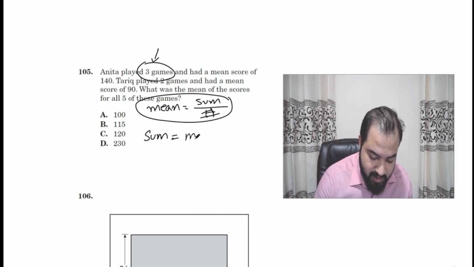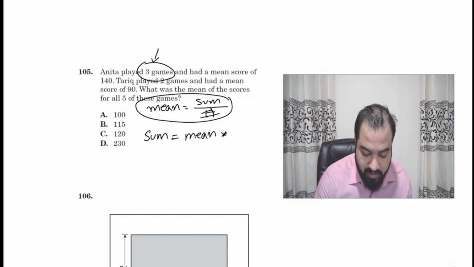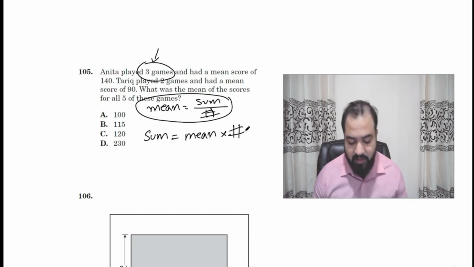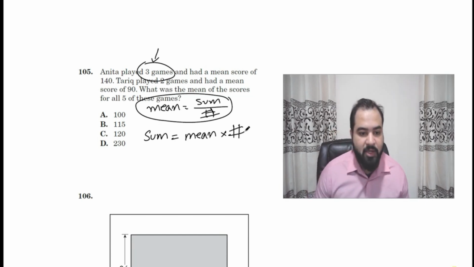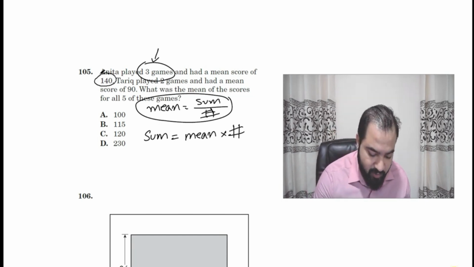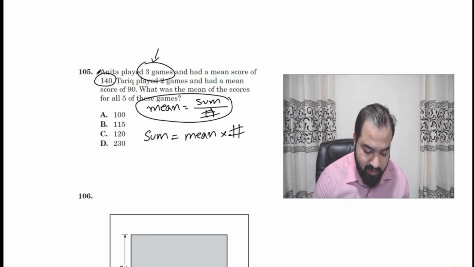Okay. Mean times the total number. The sum is equal to mean times the total number. So the mean of 3 games was 140. So let's see what is the sum of Anita's game. So mean was 140 and there was a total of 3 numbers. So that's 420. That goes for Anita.